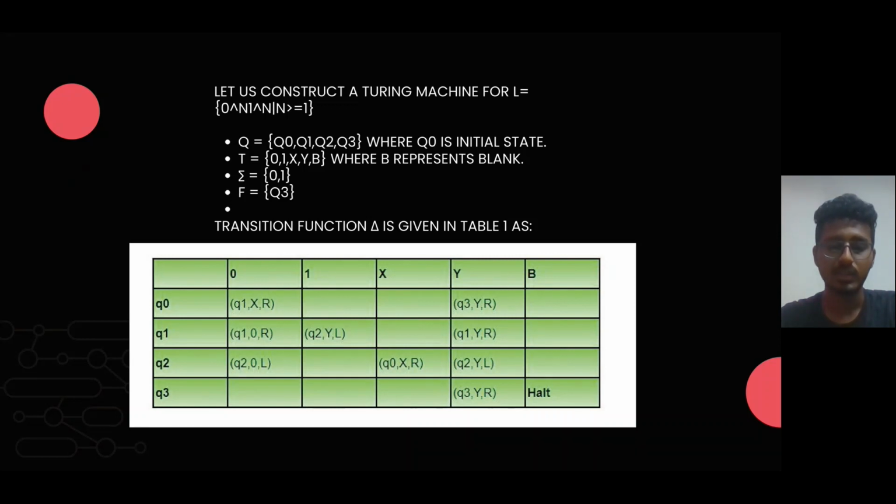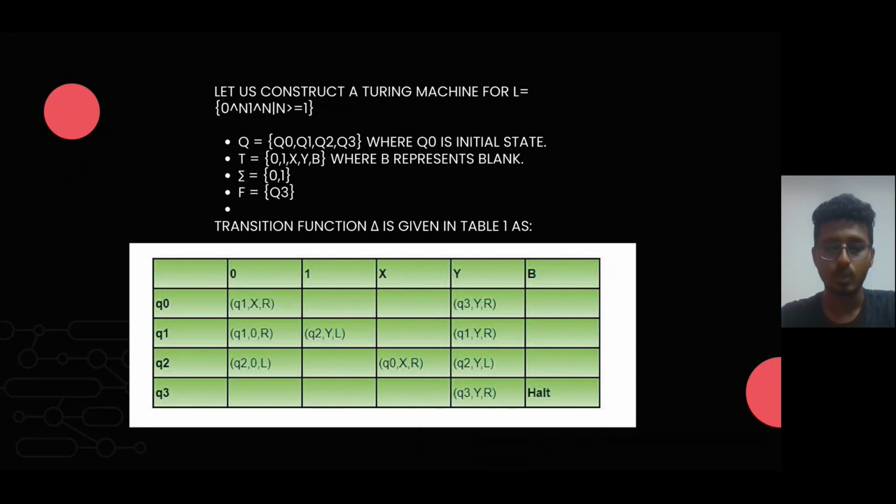For example, let us see the cell where Q0 and 0 meet. It shows Q1, X, R, which means that the head pointer should move to Q1, convert the 0 to an X, and move towards the right. For the same row, let us see Q0 meeting Y. If Q0 meets Y and the head pointer reads Y in Q0, it should move to Q3, change the current Y to Y, which means leave it as it is, and move to the right.